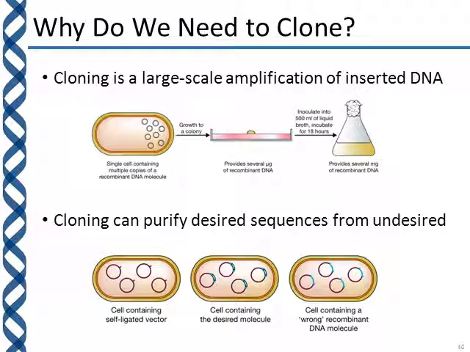The important part of cloning, though, is that cloning can purify the desired sequences from your undesired sequences. Here we show three possible scenarios from your cloning. You can have a bacteria cell containing self-ligated vectors. You can have a bacterial cell containing the wrong recombinant DNA molecule, and what you really want is your bacterial cell which contains your desired DNA molecule.